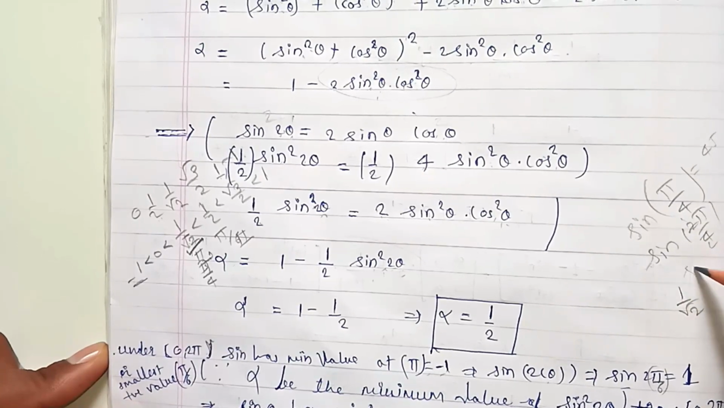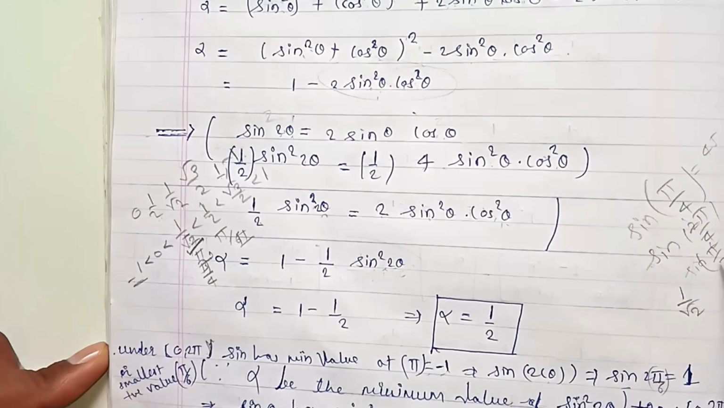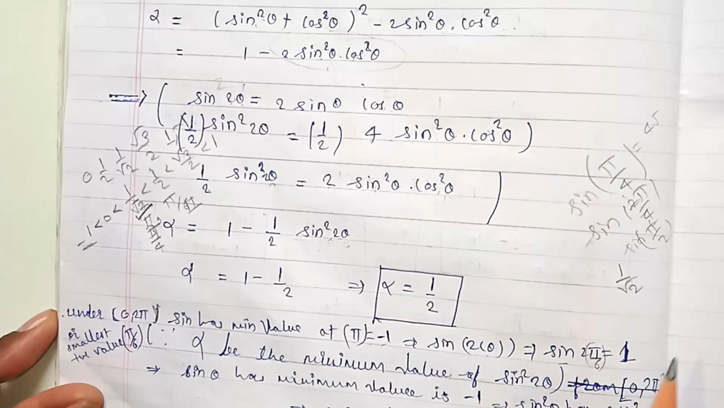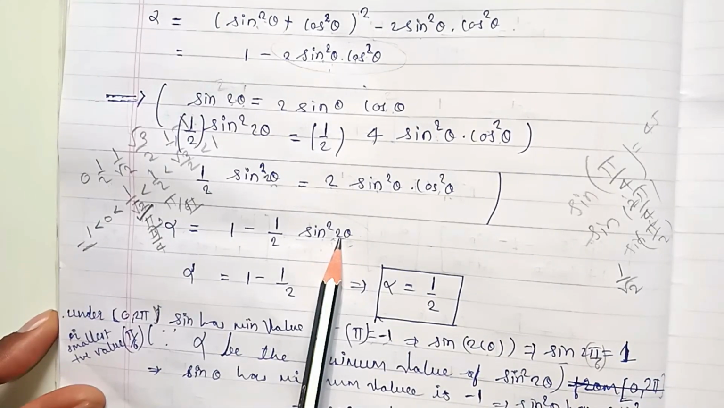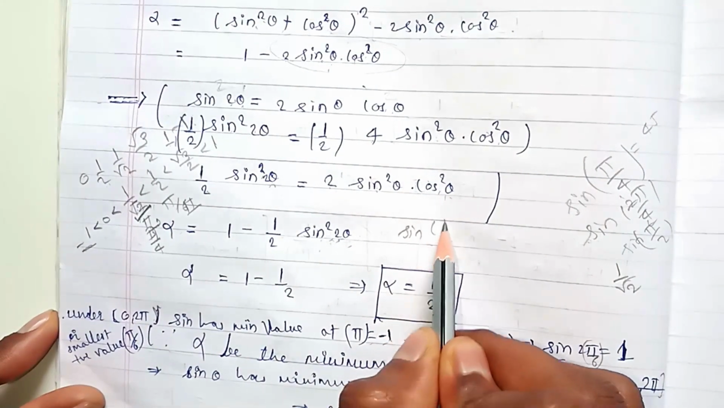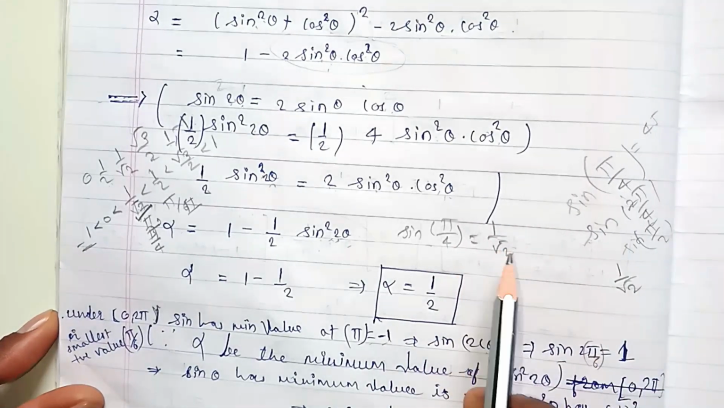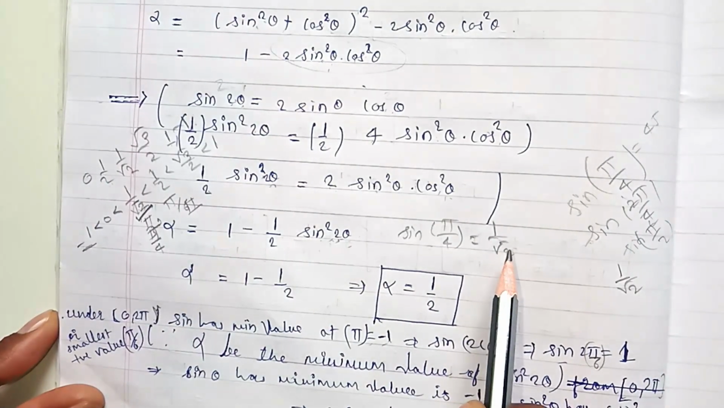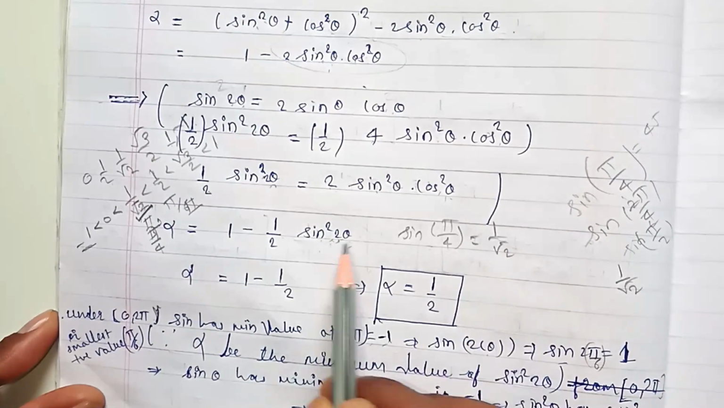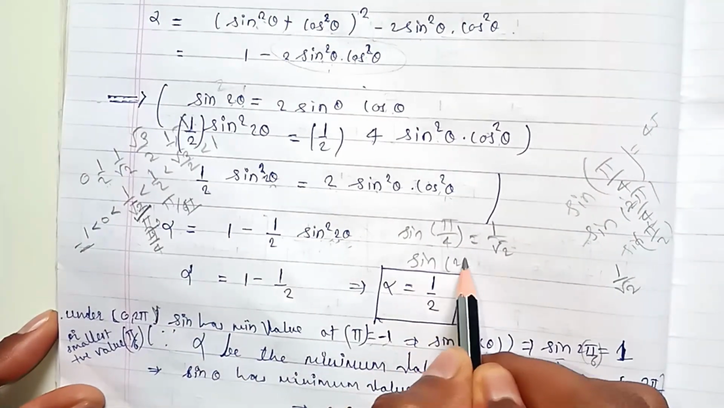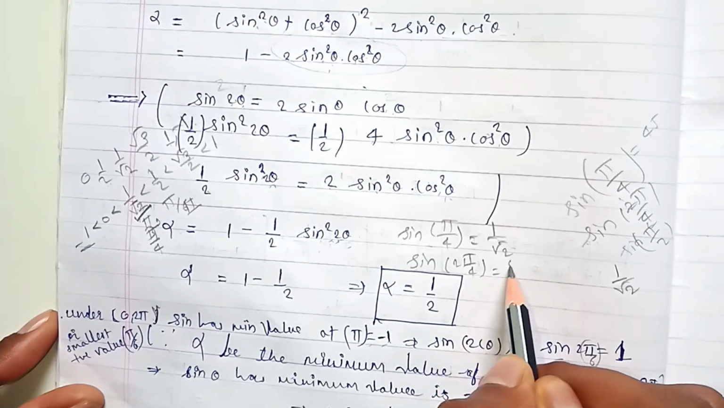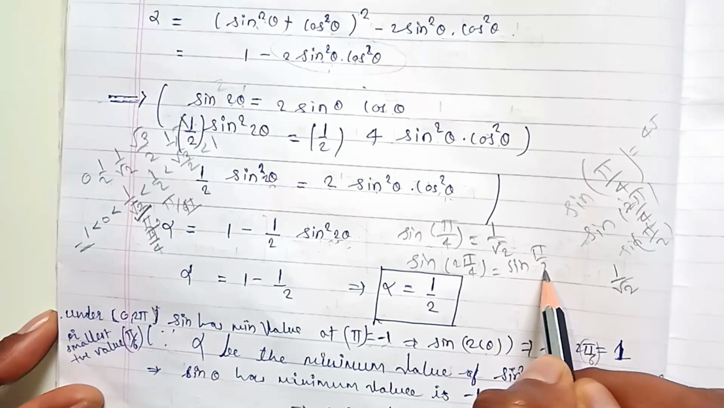That means we want the value for sine pi by 2. Okay, here we want the value for sine pi by 2. Don't get confused. We want the value for sine 2 theta. Sine pi by 4 gives a 1 by root 2 value, which is the smallest non-zero positive value. But we want sine 2 theta, so sine 2 pi by 4, which is sine pi by 2. And what is the value for sine pi by 2?